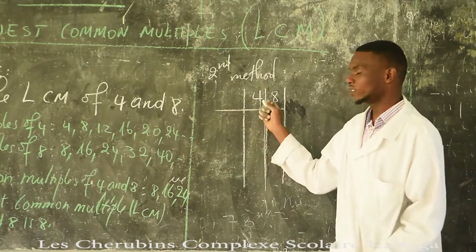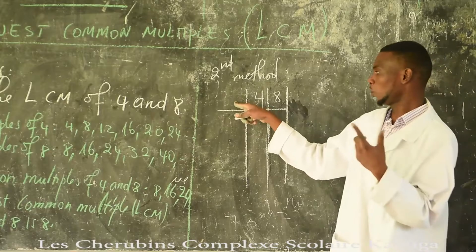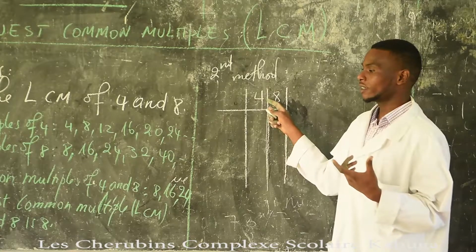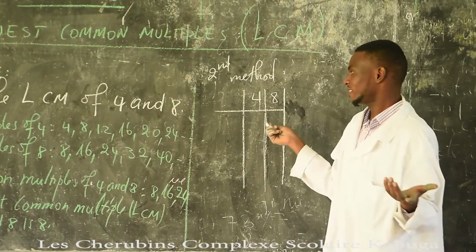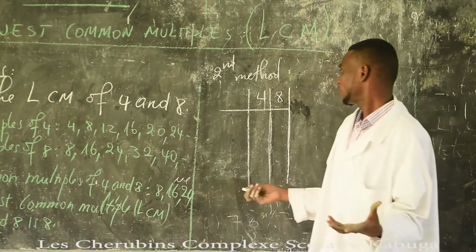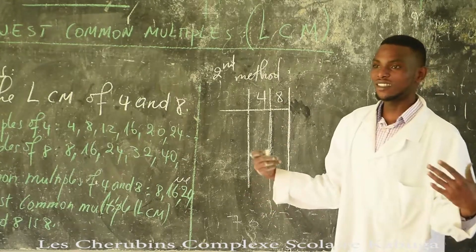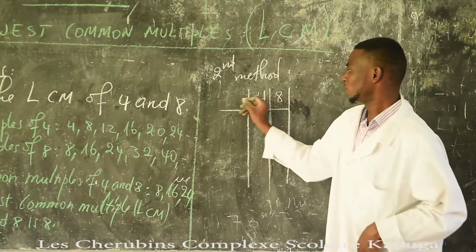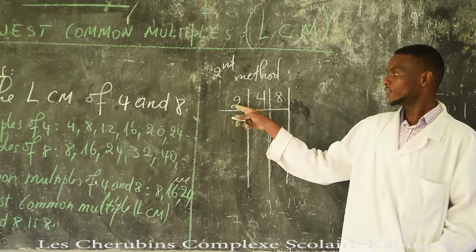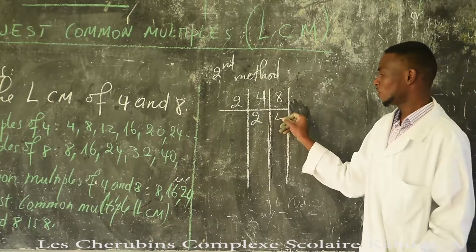You find out the numbers which can divide these two numbers. Can 2, the factor of 2, divide either of these two numbers? Yes. A number is divisible by 2 if and only if the last digit is even, to mean it is 0, 2, 4, 6, or 8. Simply 2 will divide these two numbers. So I put 2 here. 4 divided by 2, I will get 2. 8 divided by 2, I will get 4.